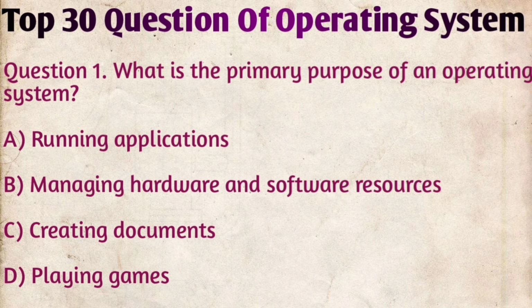What is the primary purpose of an operating system? A. Running applications. B. Managing hardware and software resources. C. Creating documents. D. Playing games. So the answer is B. Managing hardware and software resources. So we are moved towards our next question.